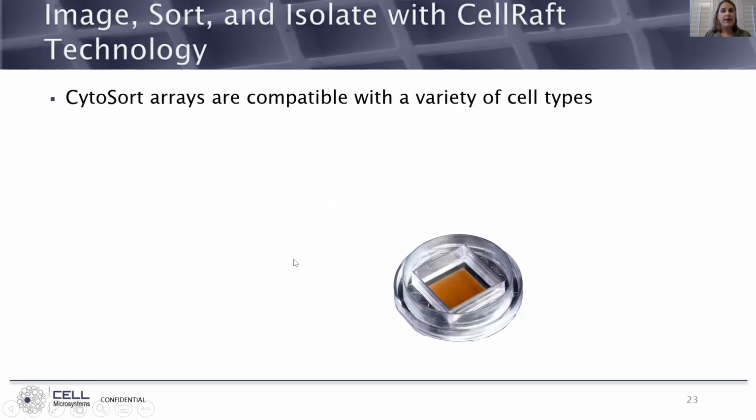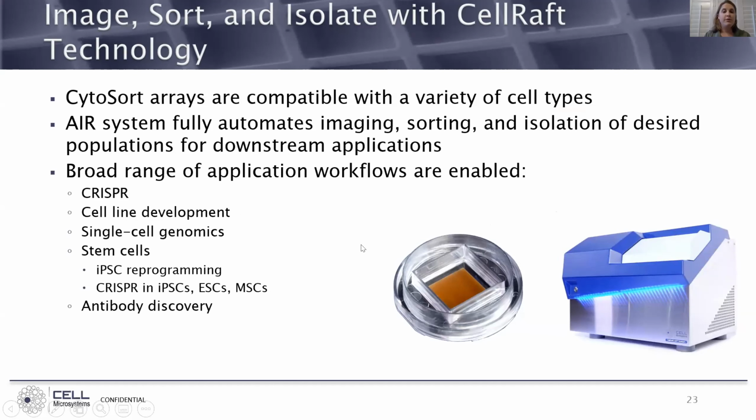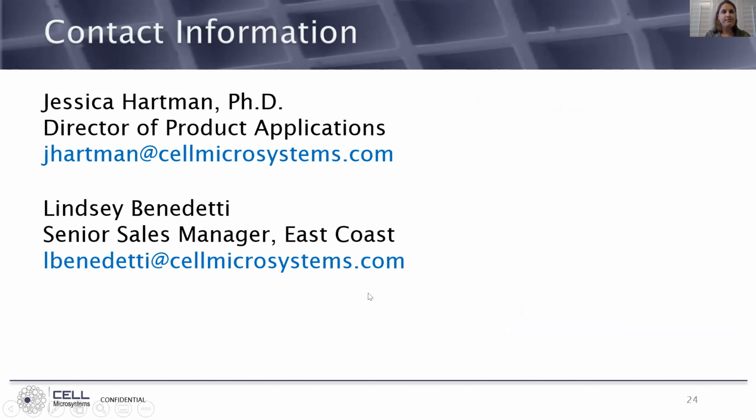So with that, I'm going to wrap up, and hopefully I've shown you how you can use the CellRaft technology and our CytoSort arrays and the AIR system to image, sort, and isolate using our tools. Our CytoSort arrays are compatible with a variety of cell types: primary cells, cell lines, human, mouse, stem cells, what have you. The AIR system fully automates imaging, sorting, and isolation of desired populations for downstream applications. And we enable an absolutely endless range of application workflows, anywhere from CRISPR and cell line development to stem cells, antibody discovery, organoids, drug screening, and more. And with that, I will conclude, and I would be happy to take any questions.